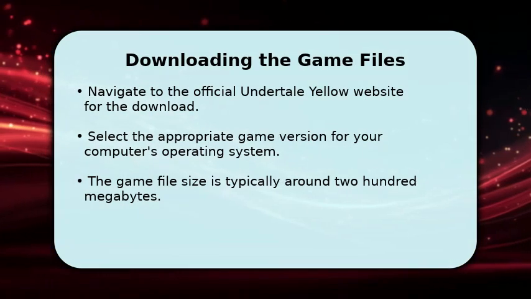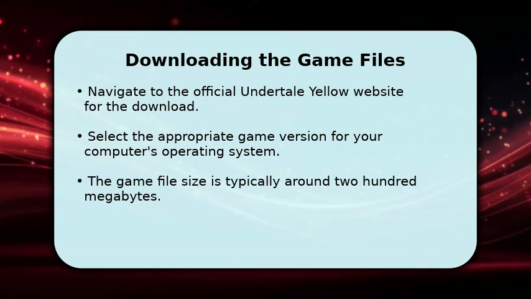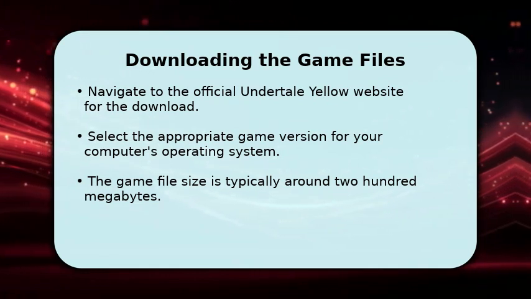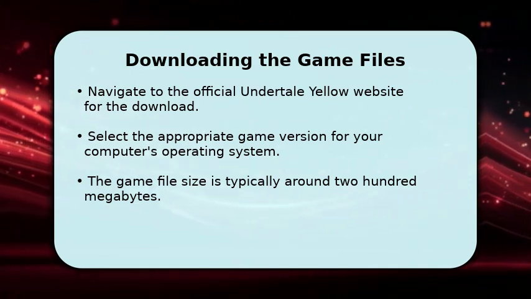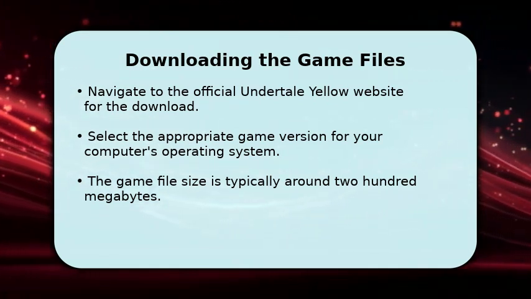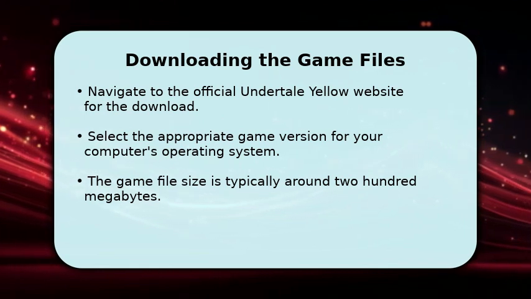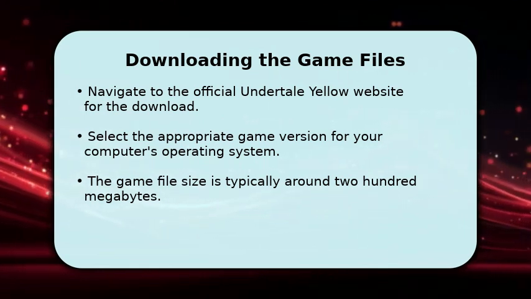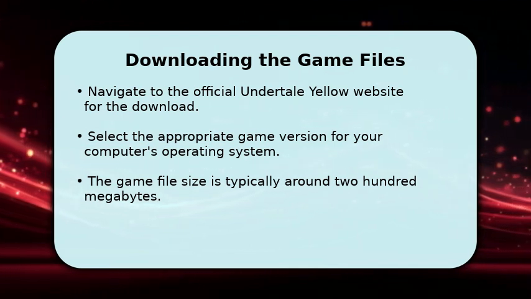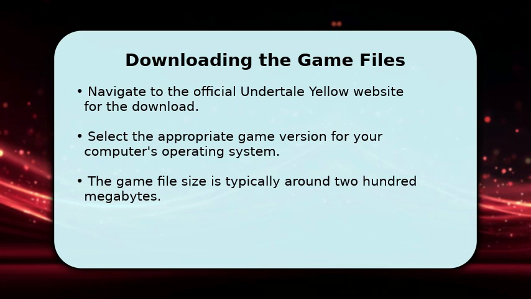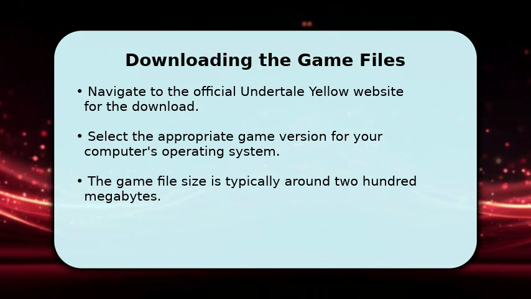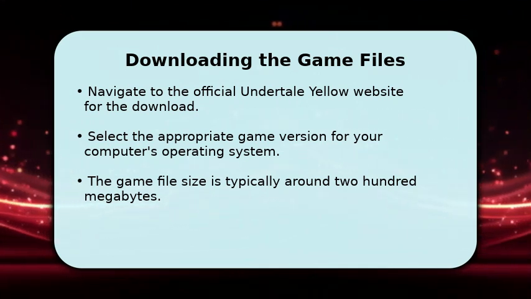First, you'll need to download the game files. Head over to the official Undertale Yellow website, which is the primary source for the game. Make sure to choose the correct version for your system. The download is relatively small, usually around 200 megabytes. Once downloaded, extract the compressed file into a new folder on your computer, ready for transfer to your Steam Deck.